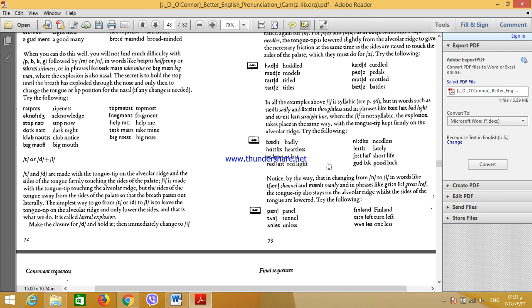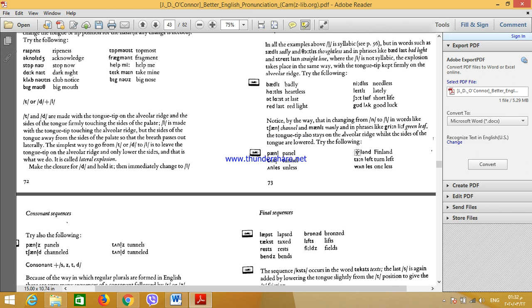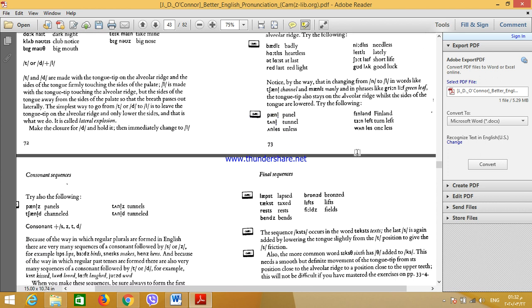Now, sometimes we have a combination of dl or tl, like in these words in this list, but here the l sound is not syllabic. We say badly. Okay, red light, red light. Here the l sound is not syllabic. Don't mix up things together. In the first situation it was syllabic, here it is not syllabic.